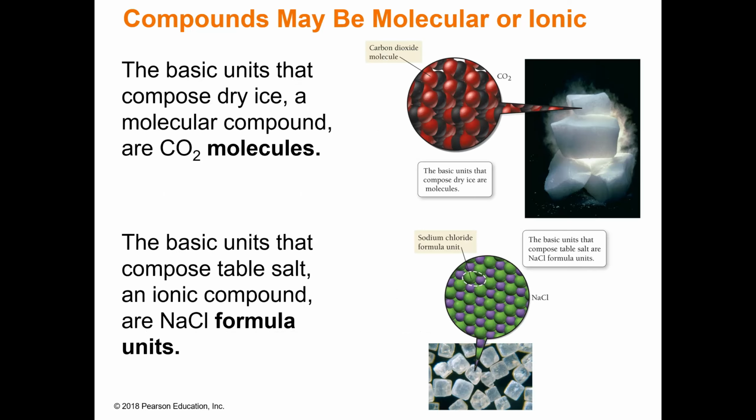Dry ice is a molecular compound made of CO2 molecules. Each molecule is independent. Table salt, NaCl, is ionic. It's made of a repeating 3D grid of sodium and chloride ions. No individual NaCl molecules exist. It's one giant structure of alternating charges.